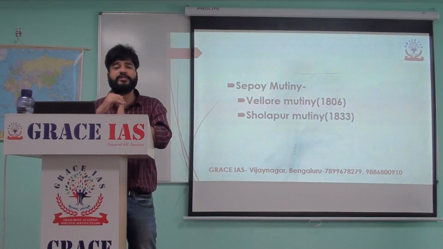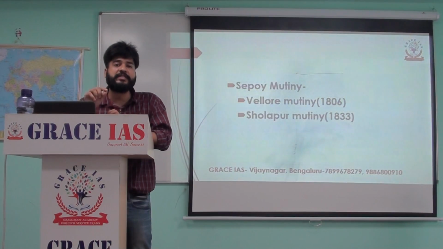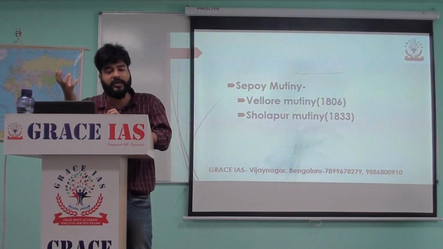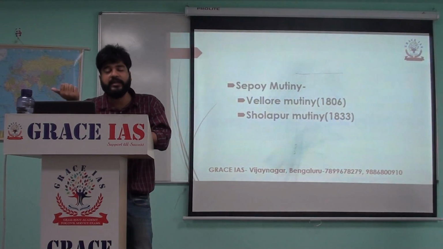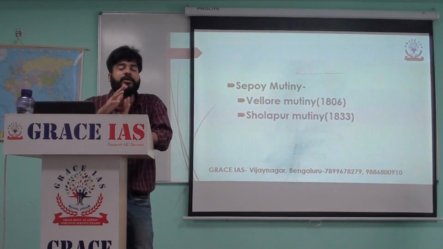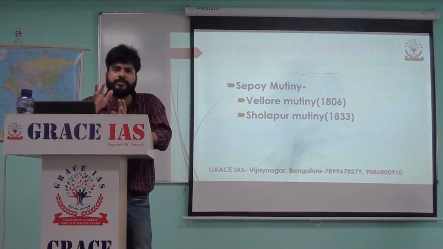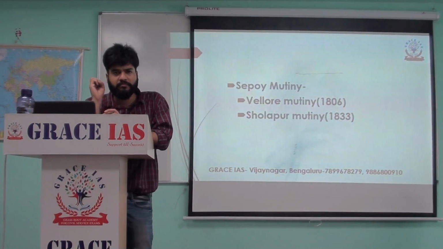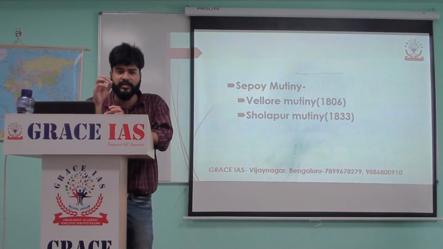When I read this, it was a shock for me that the 1857 revolt was not the first time when the sepoys or the soldiers mutinied against the government. Even in 1806 there was the Vellore Mutiny, and in 1833 there was the Sholapur Mutiny, and there are multiple other mutinies as well before 1857. The reasons for these mutinies are very similar to the reasons for the 1857 revolt, such as the ill treatment of the sepoys and the religious interference with the sepoys.